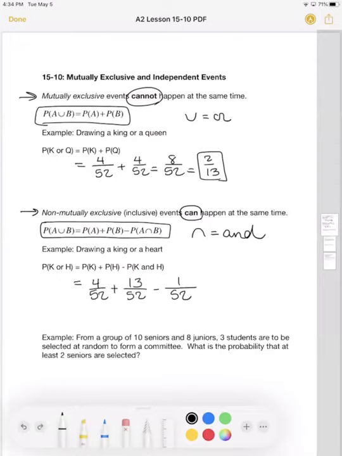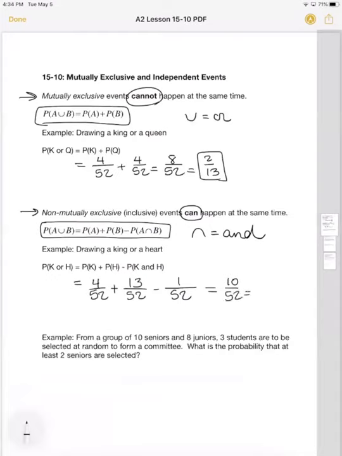Okay, so let's go ahead now and figure out what we have. We end up with 10 over 52, which reduces to 5 over 26. And that's my probability of getting a king or a heart. Mutually exclusive, non-mutually exclusive.